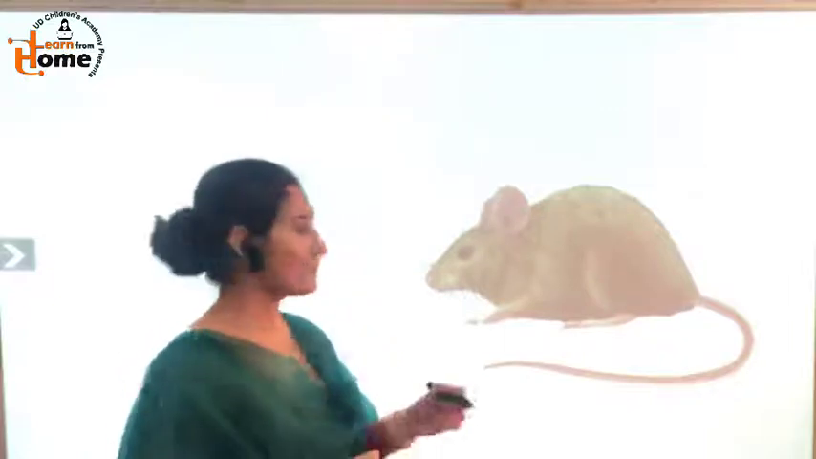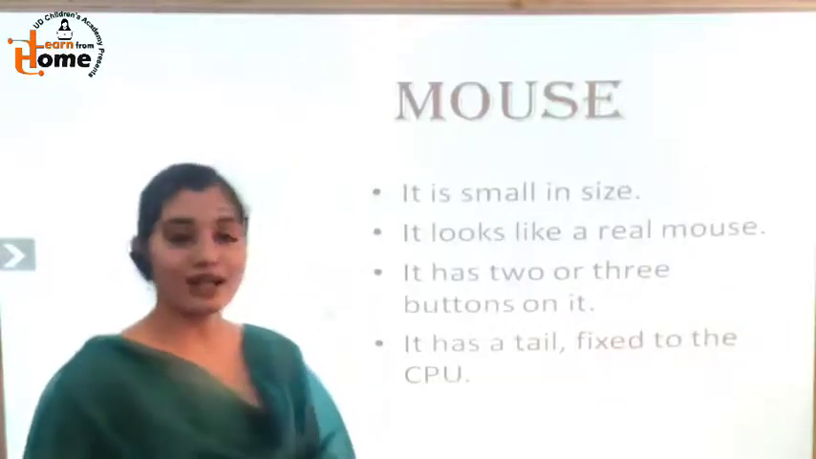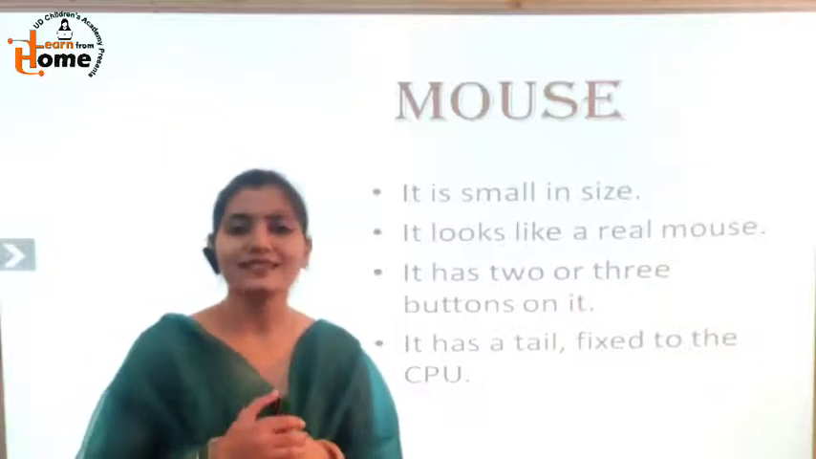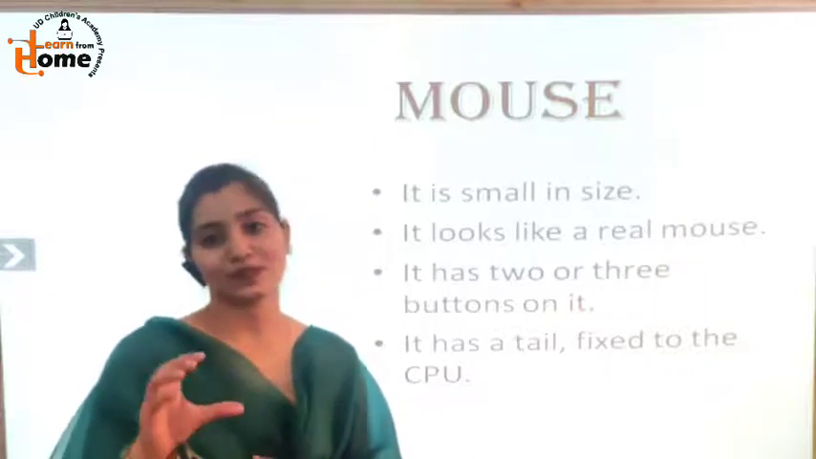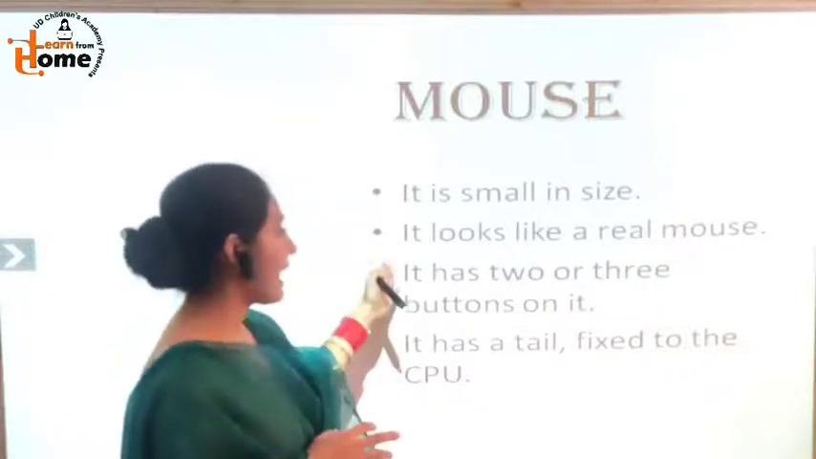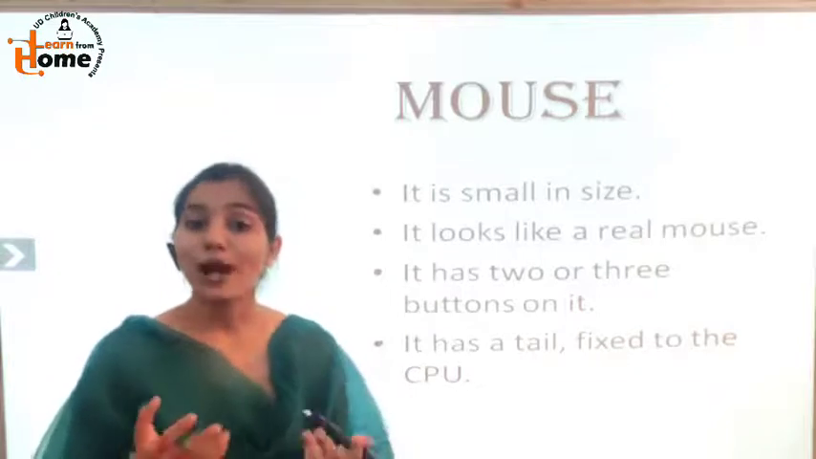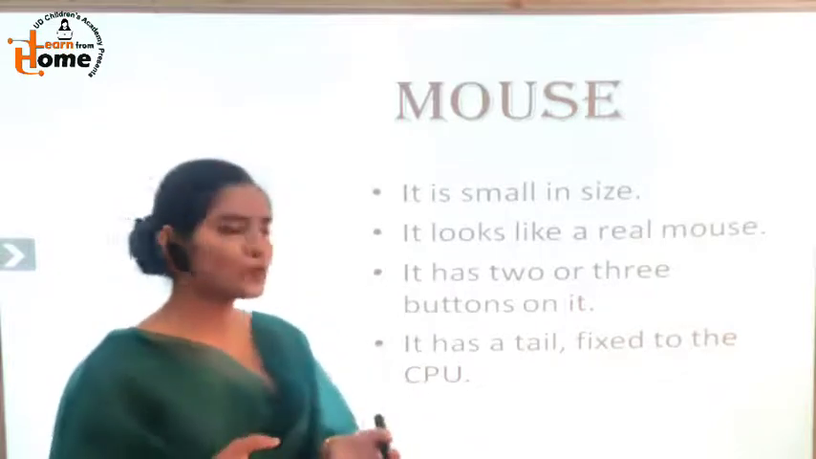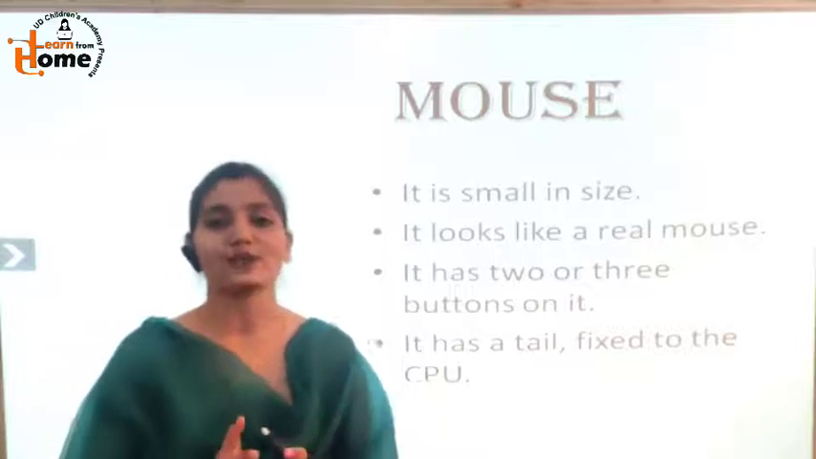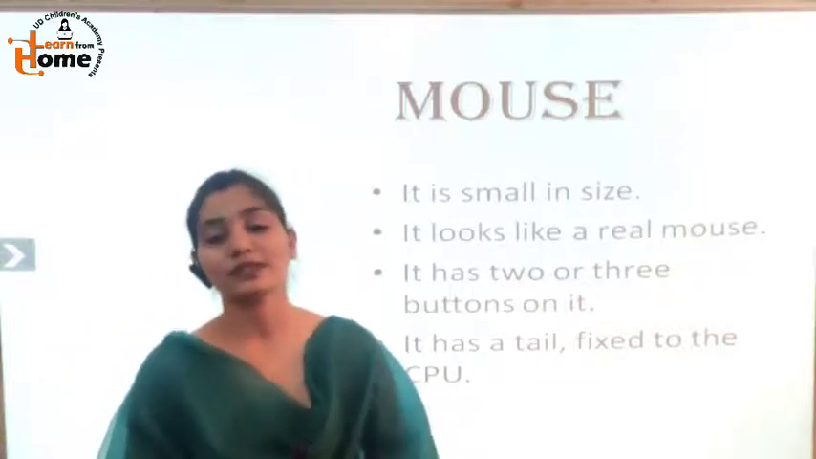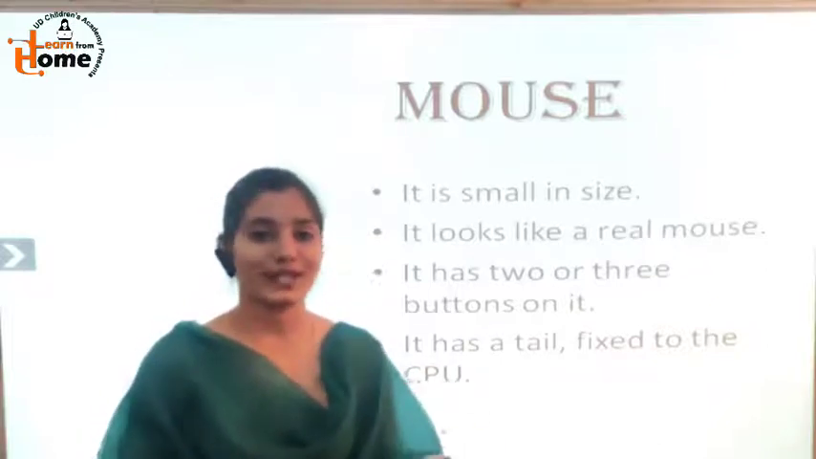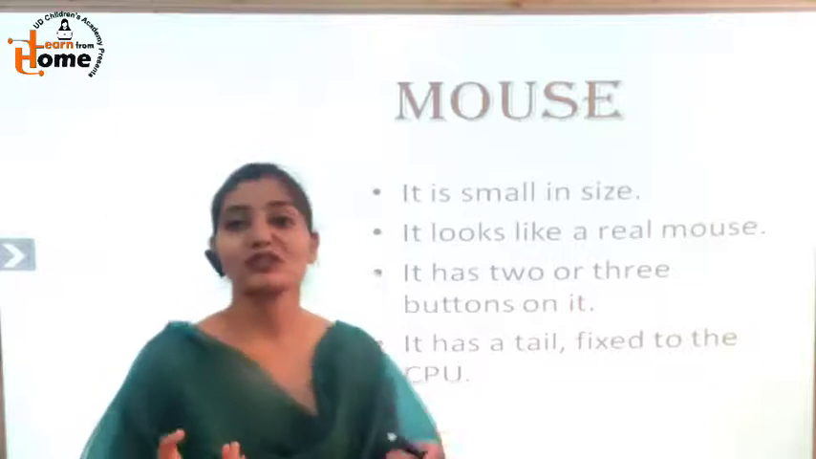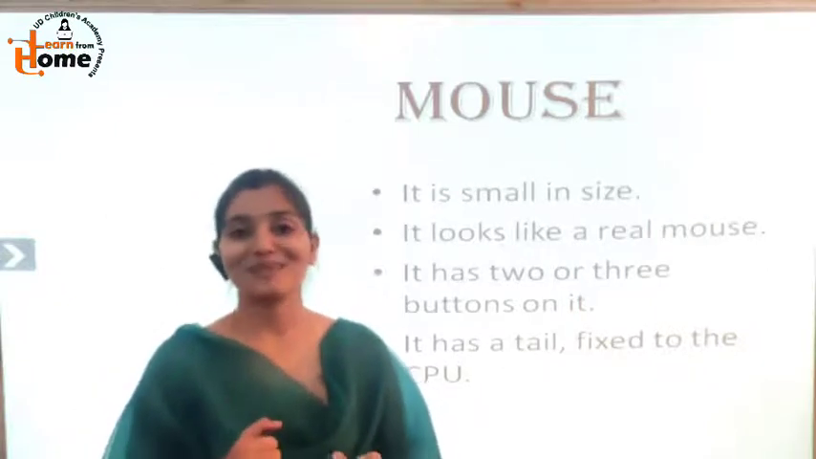So, let's learn something more about the computer mouse. What is a computer mouse? It is very small in size. It is the smallest among all the parts of the computer that you can see, right? It looks like a real mouse. It has 2 or 3 buttons on it. There are so many kinds of mouses. In some mouses there are 2 buttons, in some there are 3, okay? And they have a tail attached to the CPU.